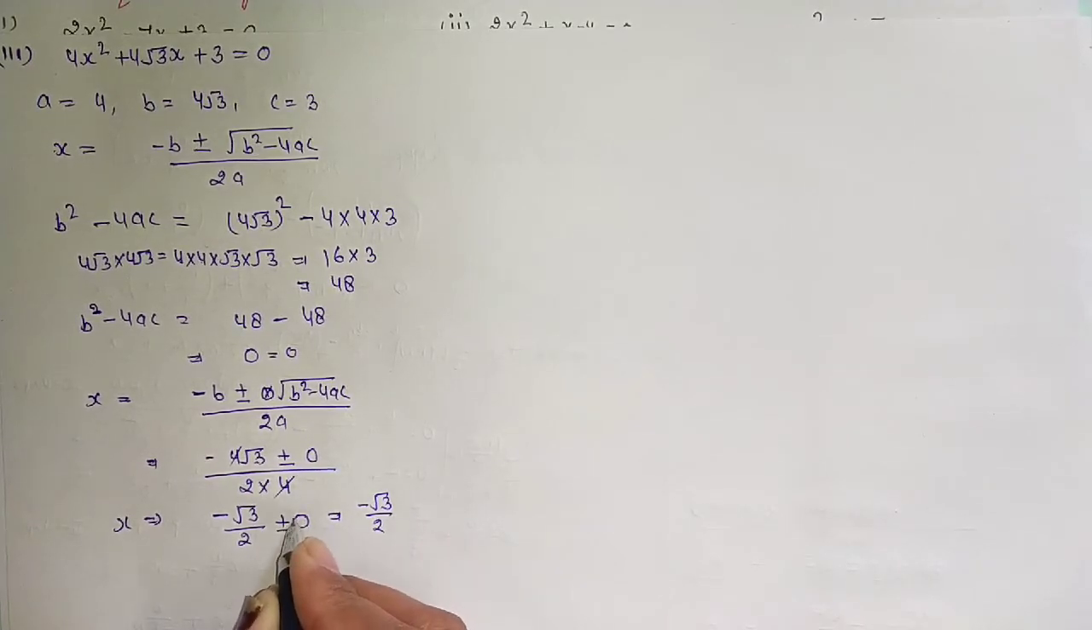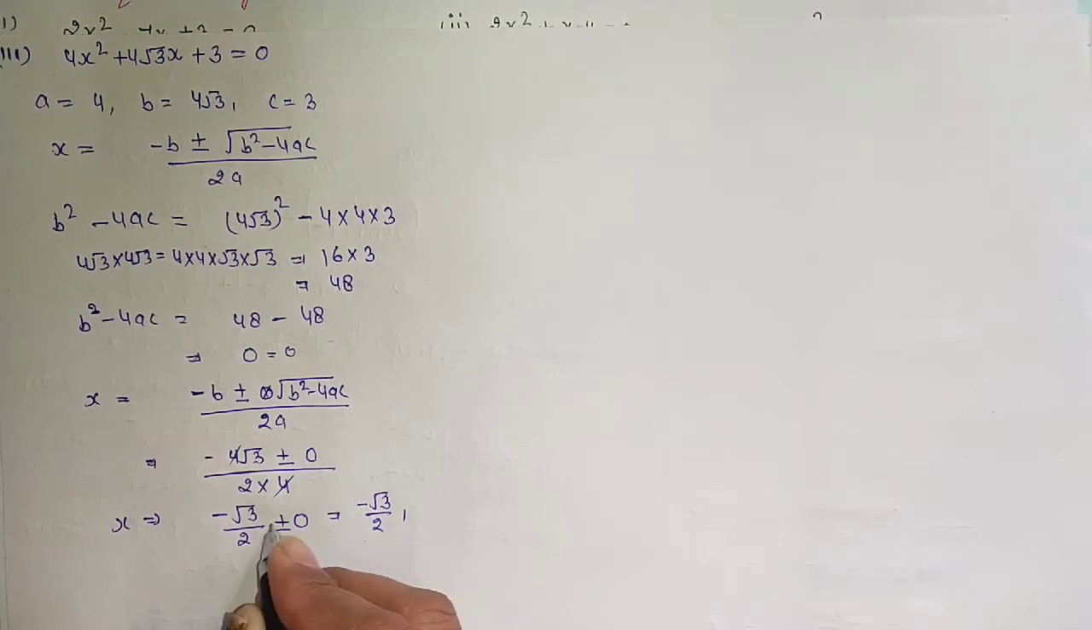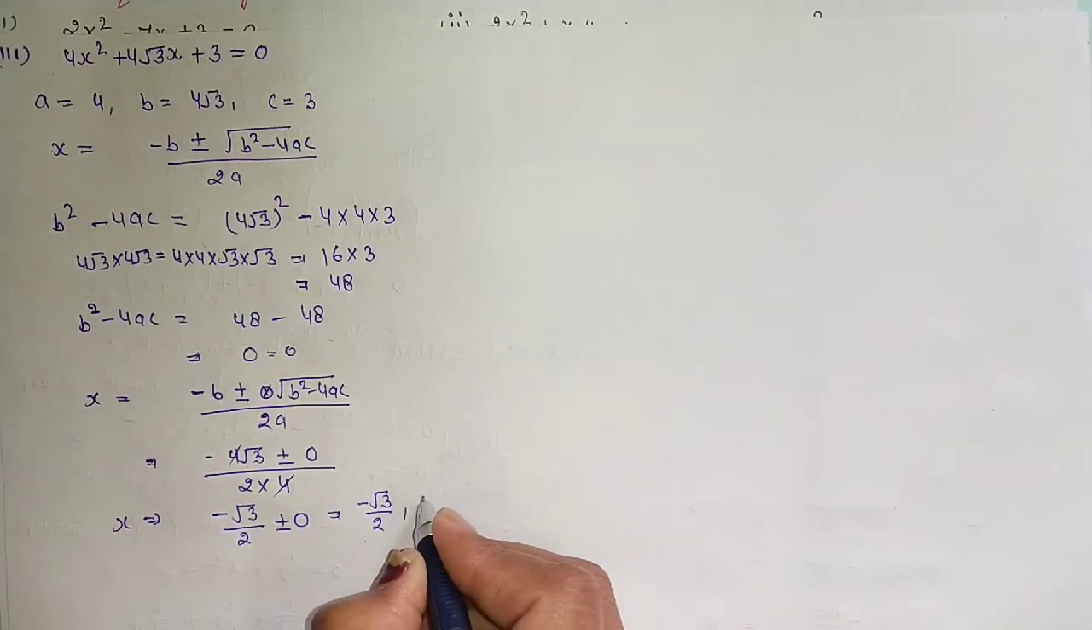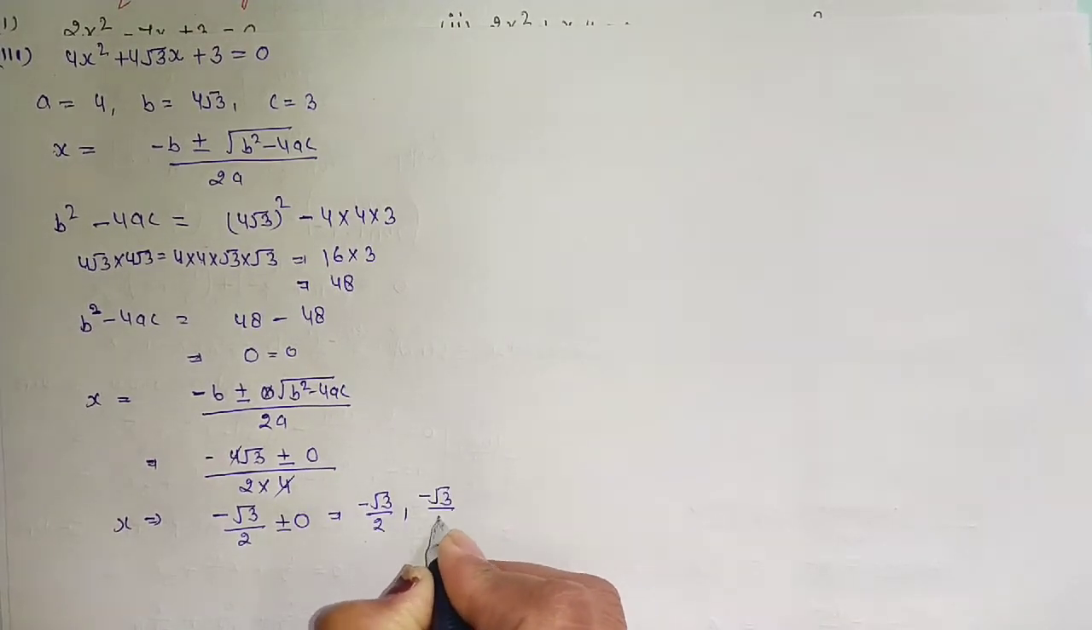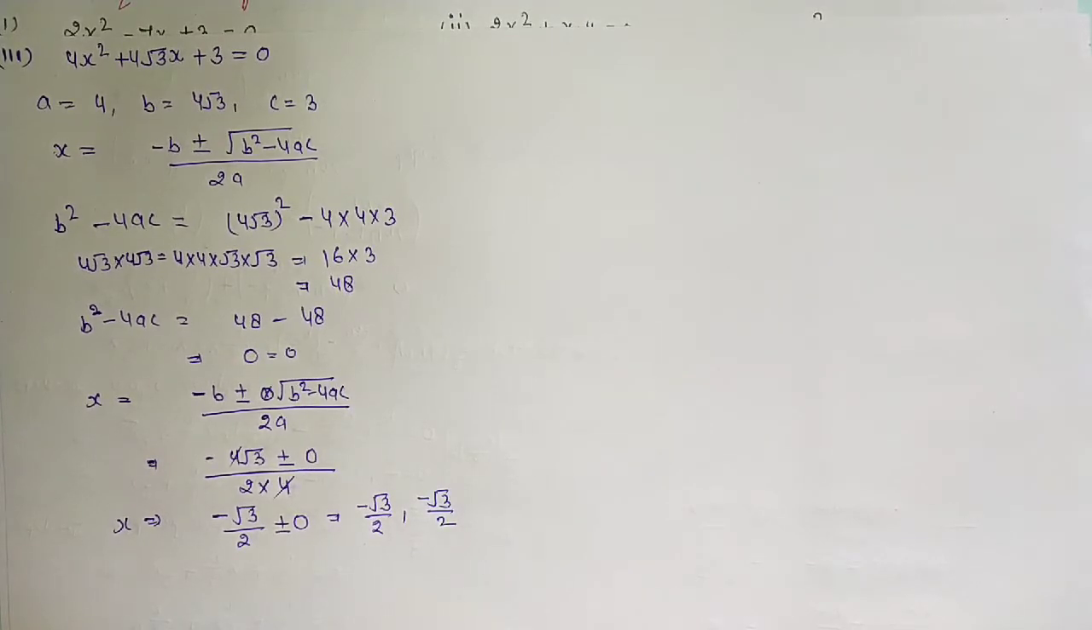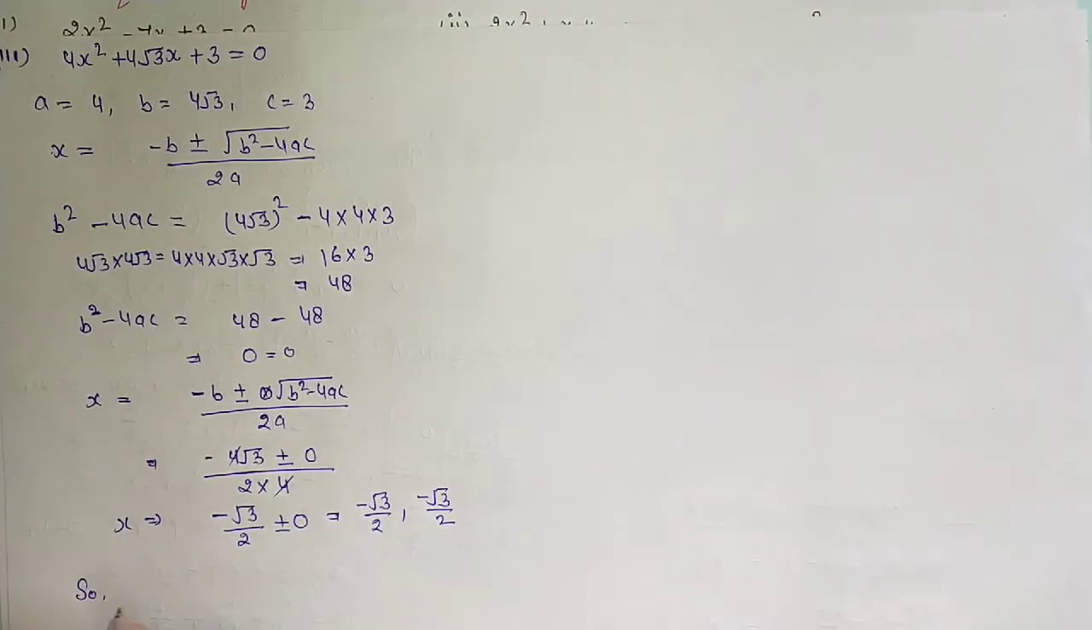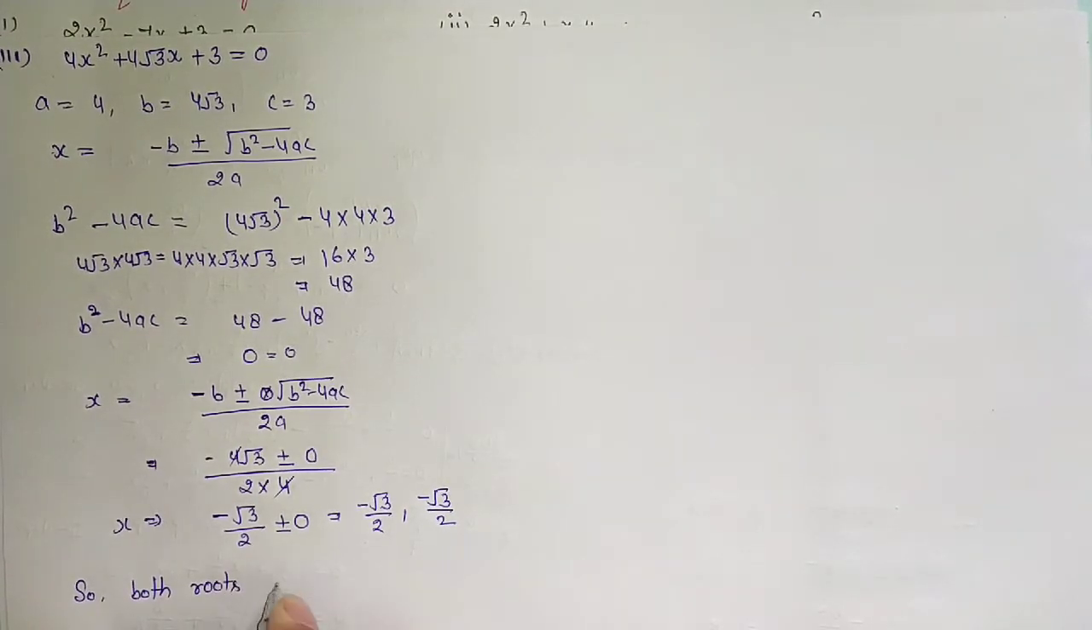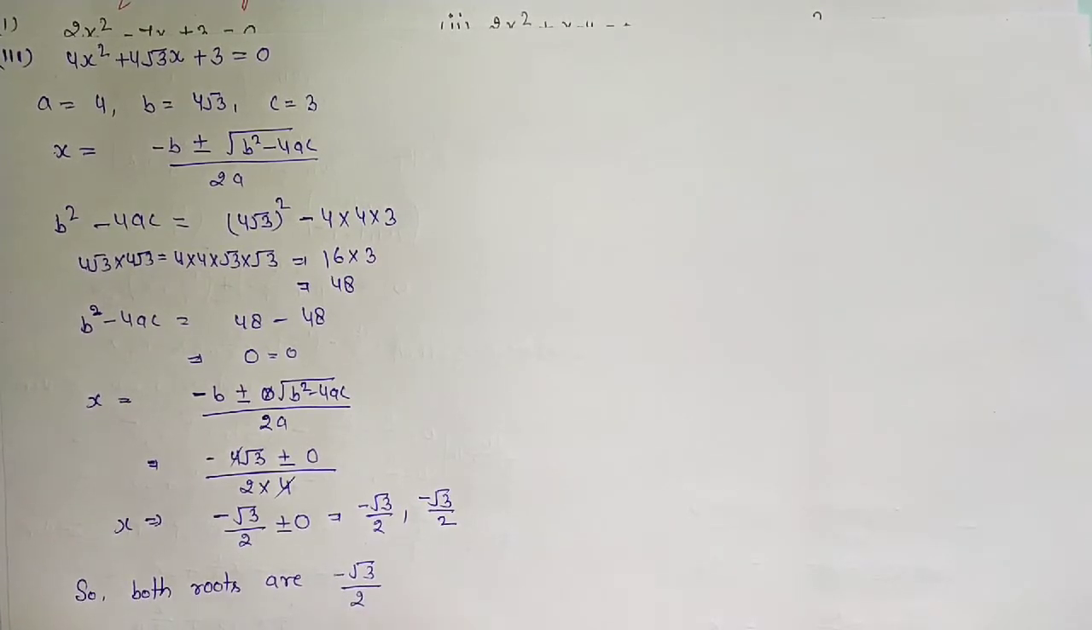By taking positive sign, it is minus root 3 upon 2, and also by taking negative sign, it is also minus root 3 upon 2. So both roots are minus root 3 upon 2.